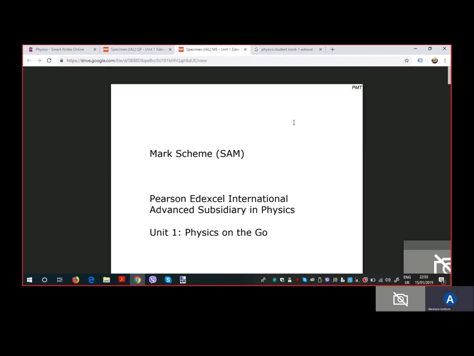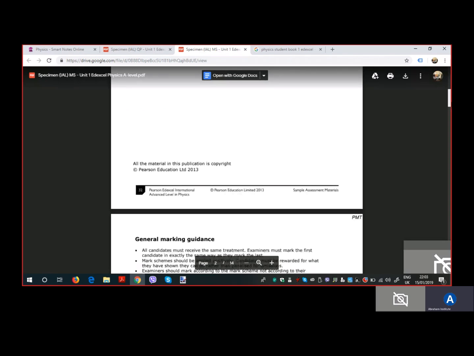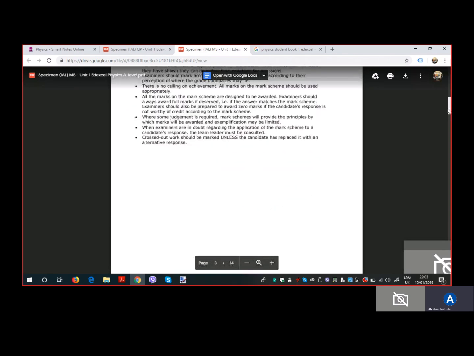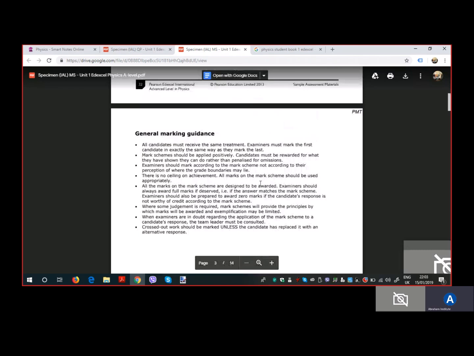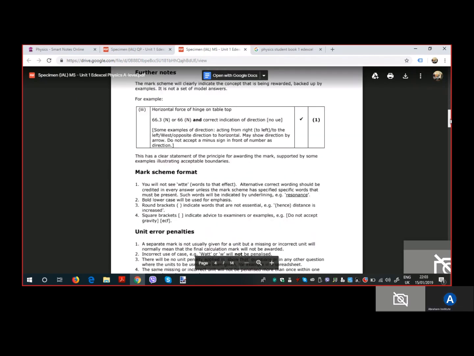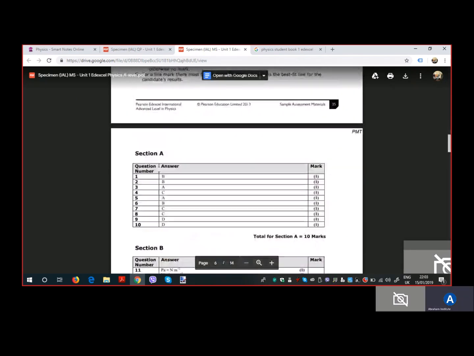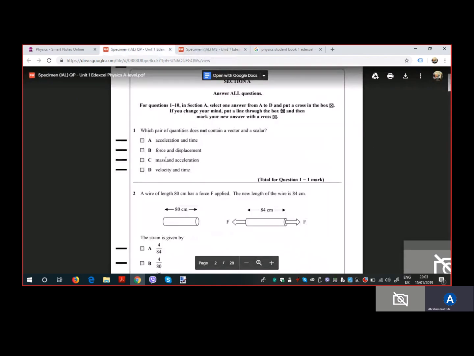Okay, so here is the mark scheme. You can also read the mark scheme so that you have an idea of how the marks are awarded, and this way you will have an idea of how to answer the question paper, because you know how the marks are awarded, so you can write your answer accordingly. Okay, so you see 1B.